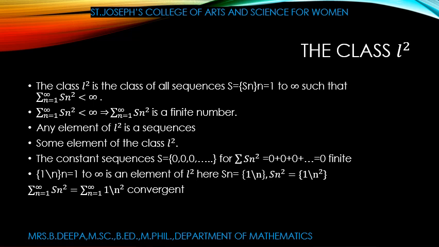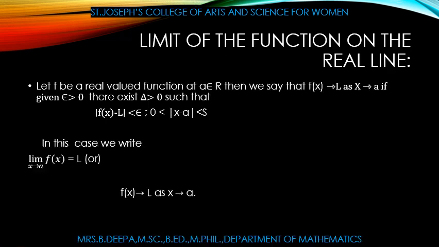Some elements of the class L square: the constant sequence 0, 0, 0, for which summation Sn square equal to 0 plus 0 plus 0 equal to 0, that is finite. 1 by n, n equal to 1 to infinity, is an element of L square. Here Sn equal to 1 by n, Sn square equal to 1 by n square. Summation Sn square equal to summation n equal to 1 to infinity 1 by n square is convergent.